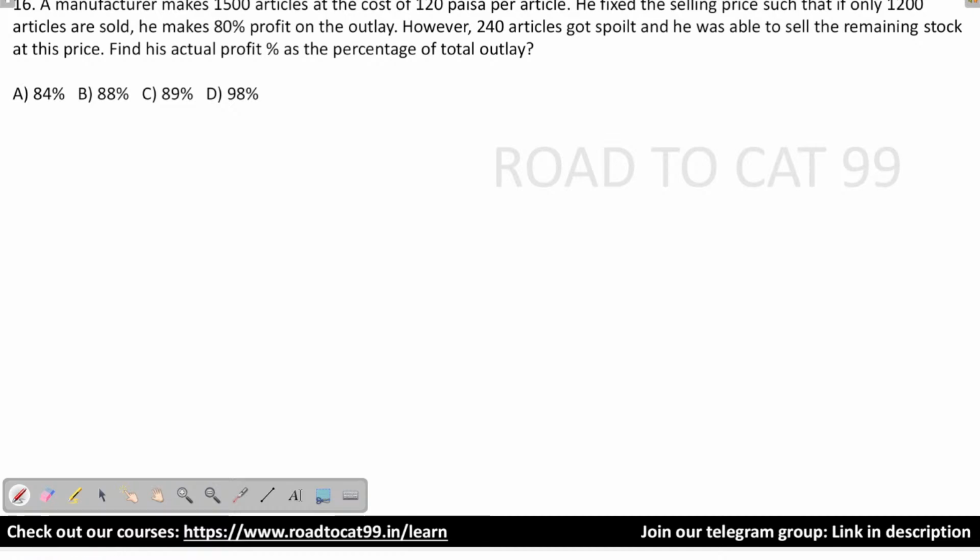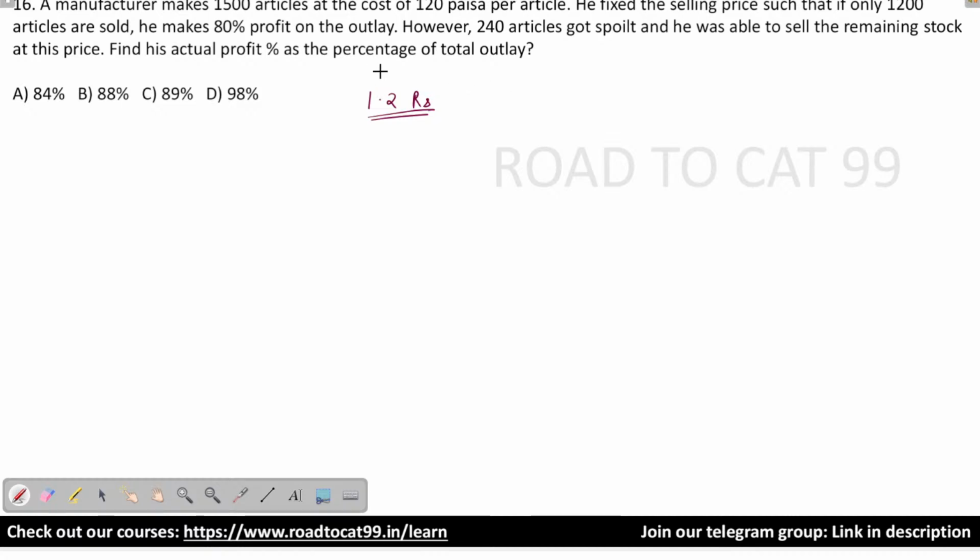Now let's see this question. क्या बोल रहा है? A manufacturer makes 1500 articles at the cost of 120 paisa per article. That means 1.2 rupees per article, I can say, right? He fixed the selling price such that if only 1200 articles are sold, he makes 80% profit on the outlay. However, 240 articles got spoiled and he was able to sell the remaining stock at this price. Find his actual profit percentage as a percentage of total outlay.